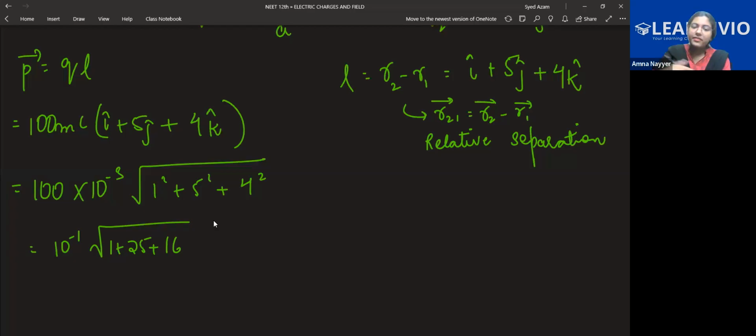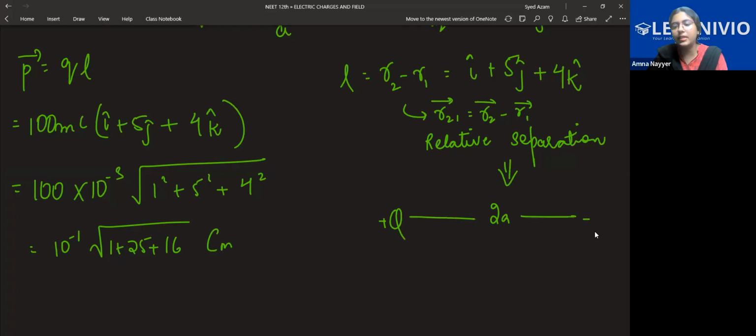So see, whenever you have to answer the questions in Cartesian form, calculate it in Cartesian form. And finally, whatever you get, this much coulomb meter will be the answer. Just write the relative separation. That will give you, this is actually your 2a that you write, meaning the separation between both the charges, positive Q and negative Q. Okay, these are the questions that are possible.